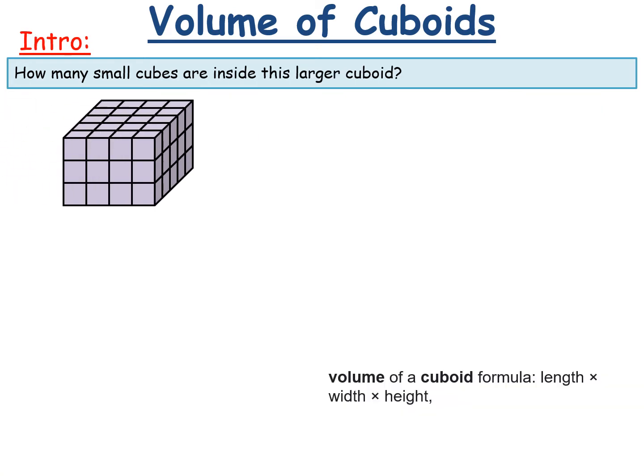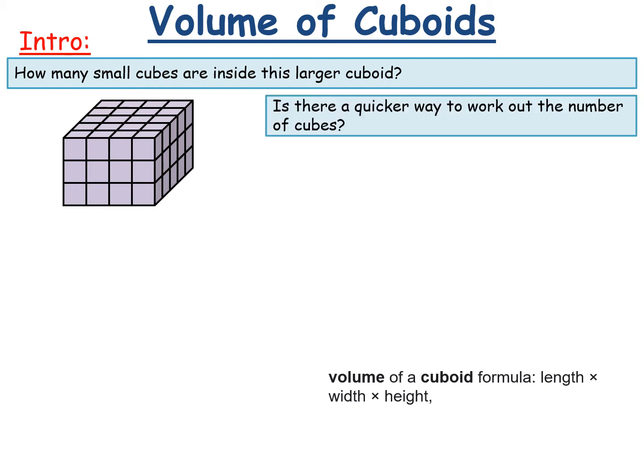So, how many small cubes are inside the larger cuboid? We've got our formula here. This just means what you have to do. For the volume of a cuboid, you need to times the length, times the width, times the height. So there are 3 things you need to multiply for a cuboid. Is that quicker? That's what we need to work out.